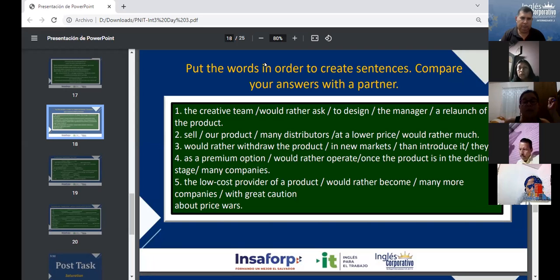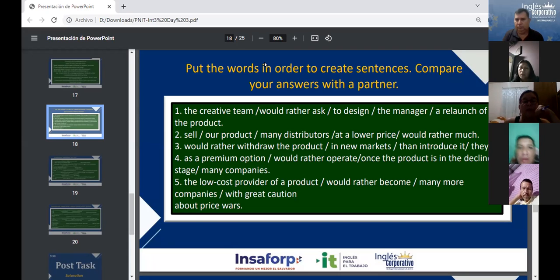Many companies would rather operate as a premium option once the product is in the decline stage. Bien. Many companies would rather operate. Would rather operate, once the product... would rather operate as a premium option. Would rather operate as a premium option once the product is in the decline stage. Okay.